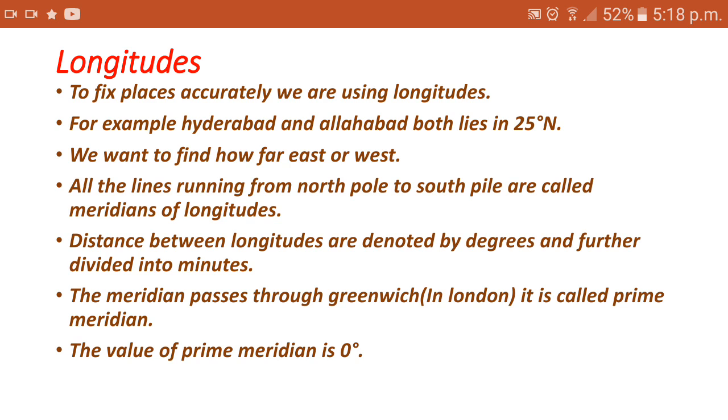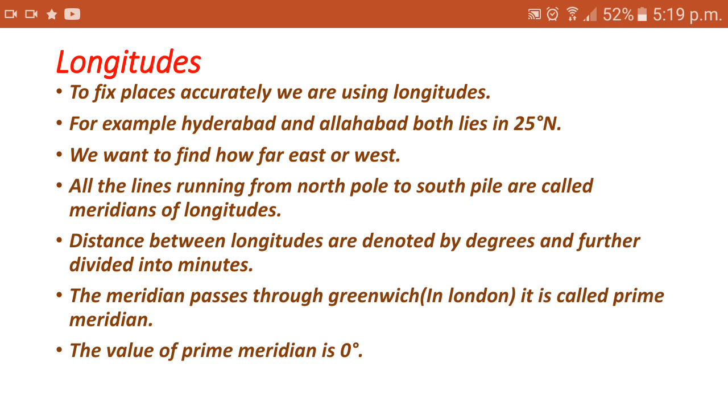Now I am going to define longitudes. All the lines running from north pole to south pole are called meridians of longitudes. We are saying latitudes as parallels of latitudes, like that we are saying longitudes as meridians of longitudes. And the distance between the longitudes are denoted by degrees, and further the degrees are denoted by minutes.